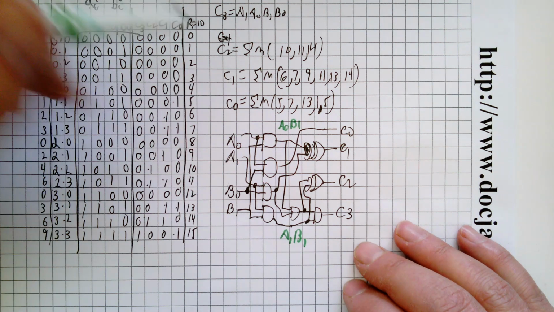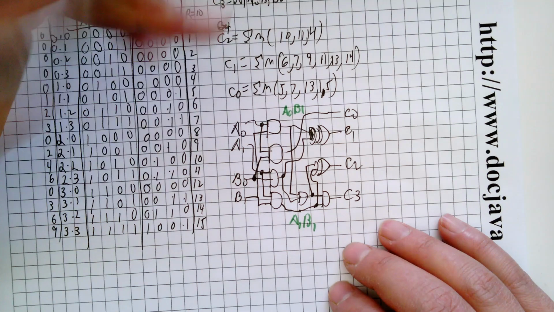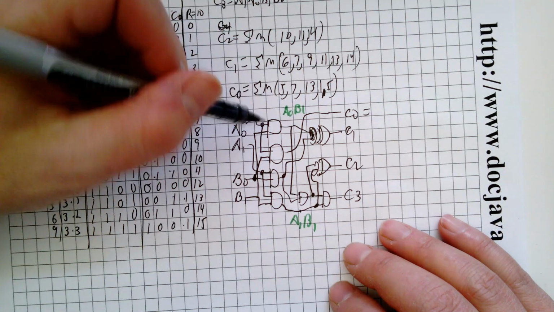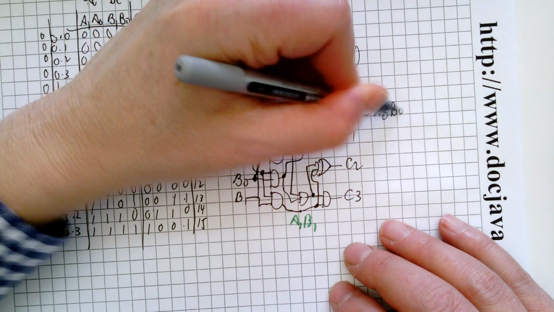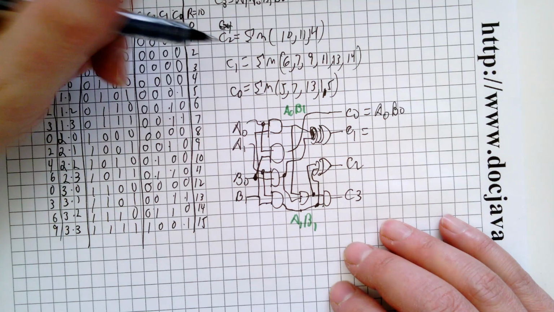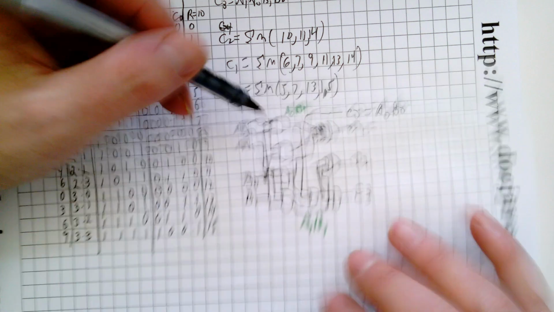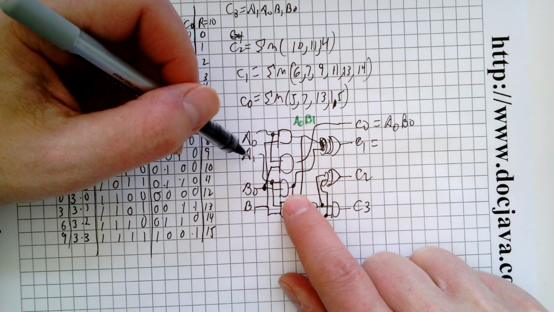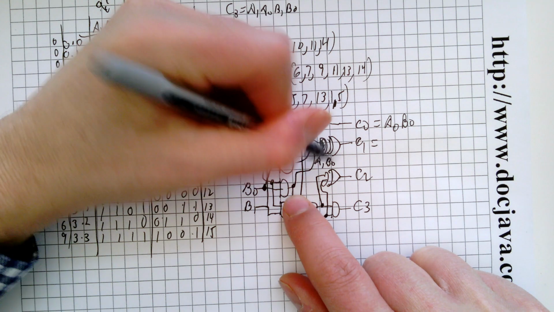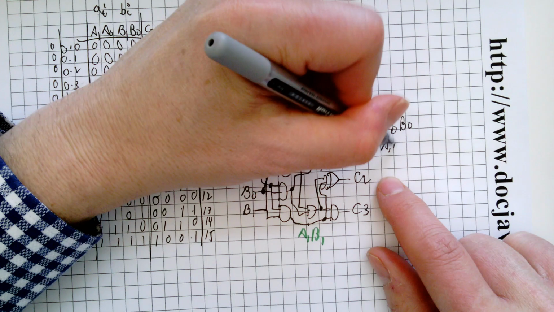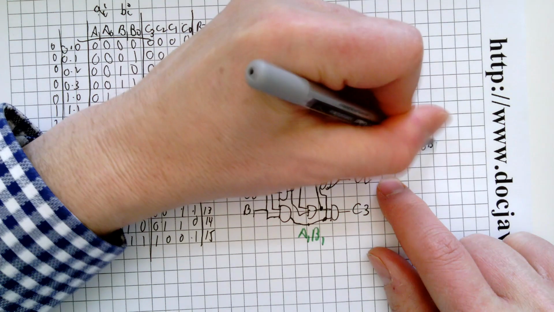And then over in here, C0 is going to be equal to A0, B0. And C1 is going to be equal to A0, B1, and whatever is coming out of here, which is going to be A1, B0. So that's A1, B0 exclusive ORed with A0, B1.